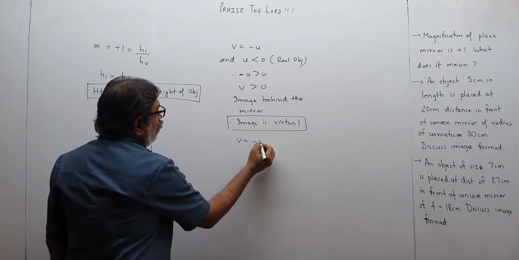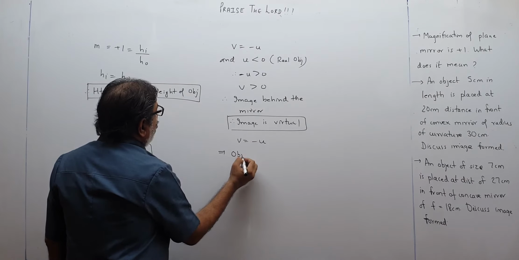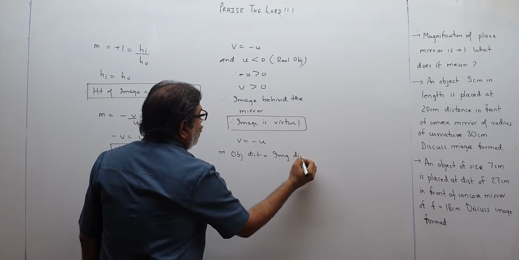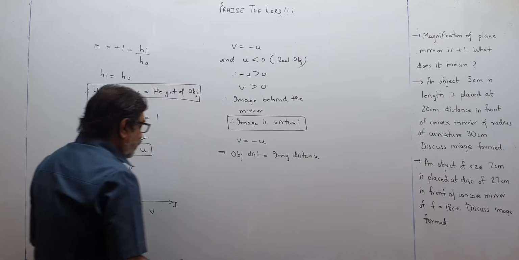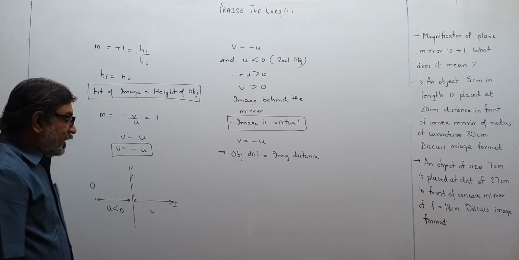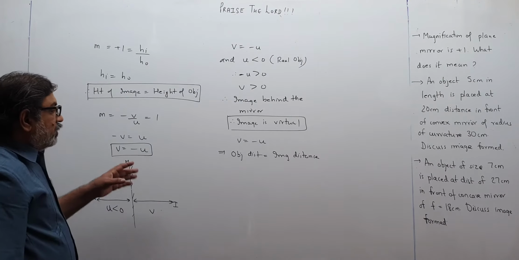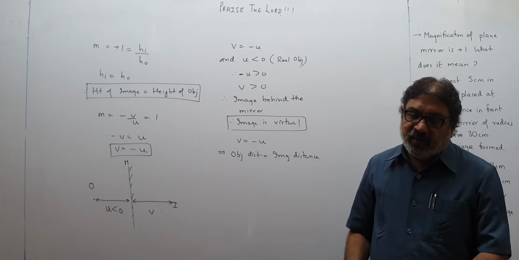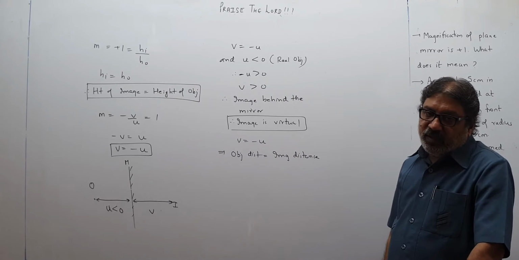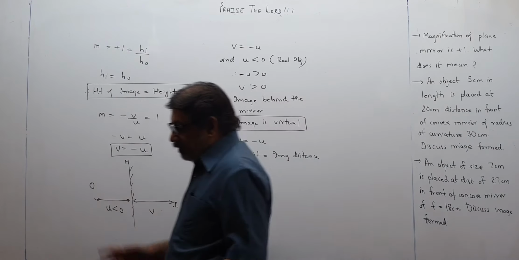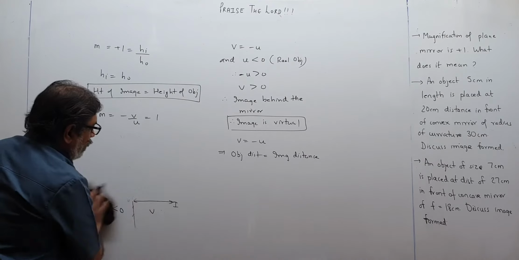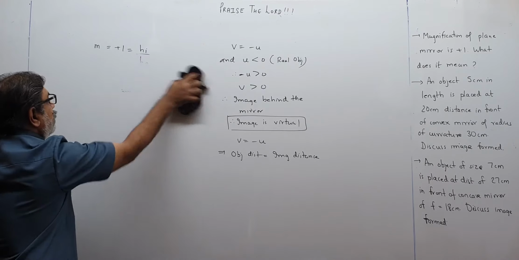and v equals minus u implies object distance is equal to image distance. That means whatever is the distance of the object, the same is the distance of the image from the mirror. So these three conclusions we get by thinking that m is equal to +1 for a plane mirror. So magnification by a plane mirror is +1. Understand? Okay. Please pause and copy. Three conclusions we get, not only one.